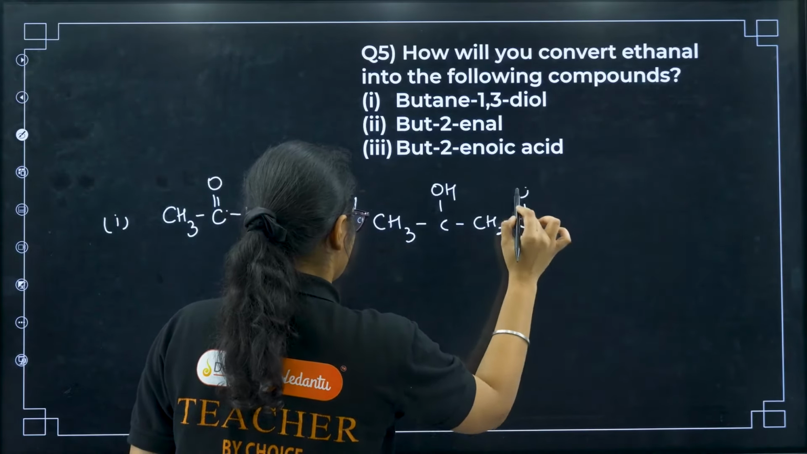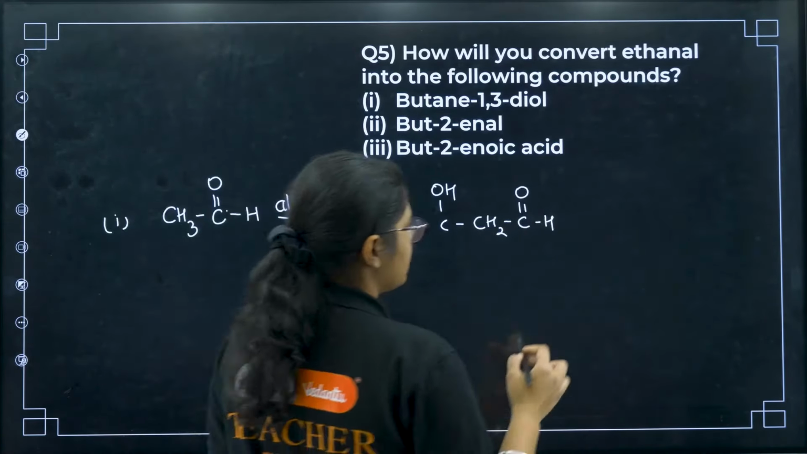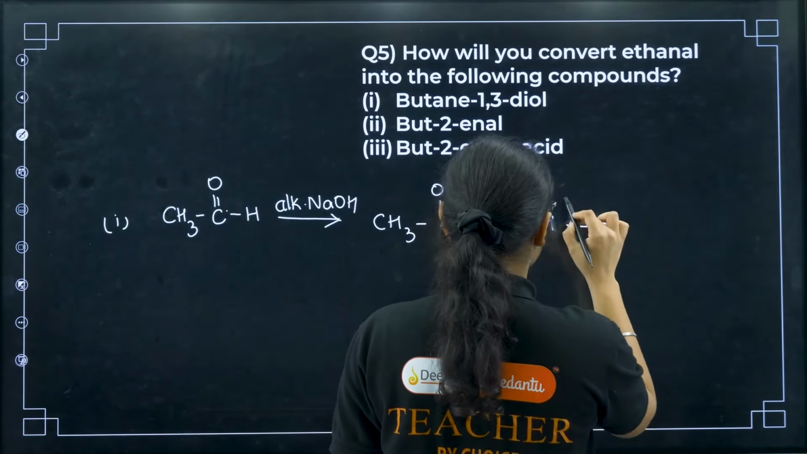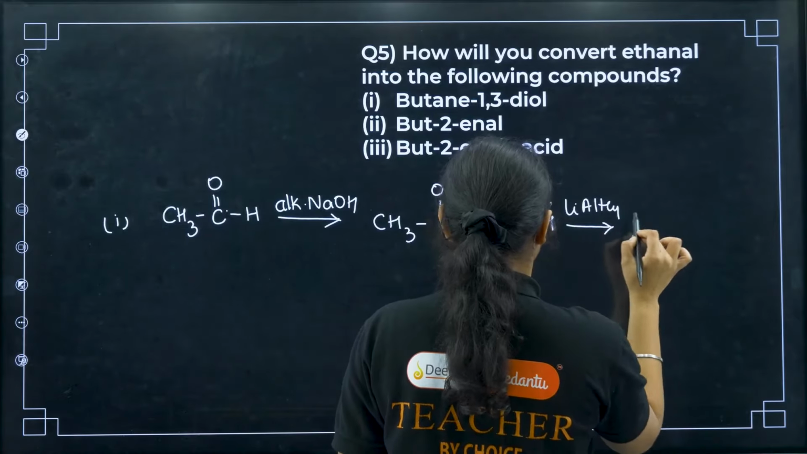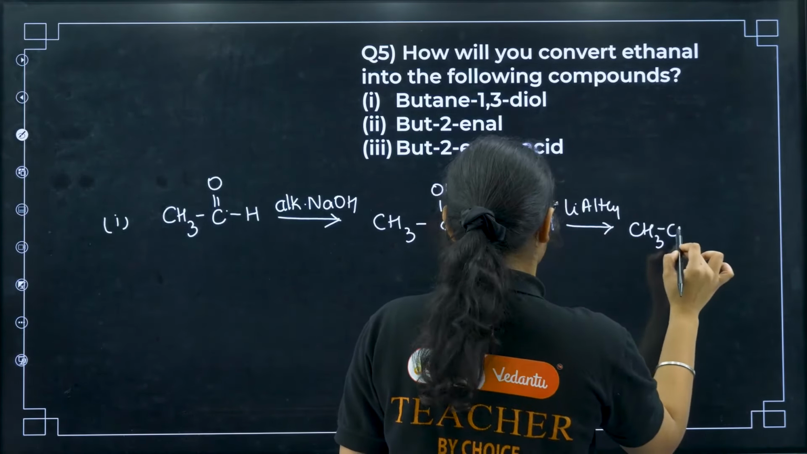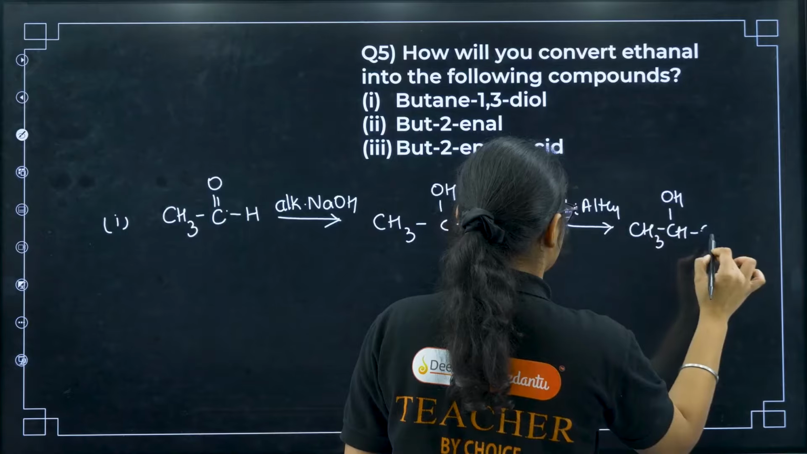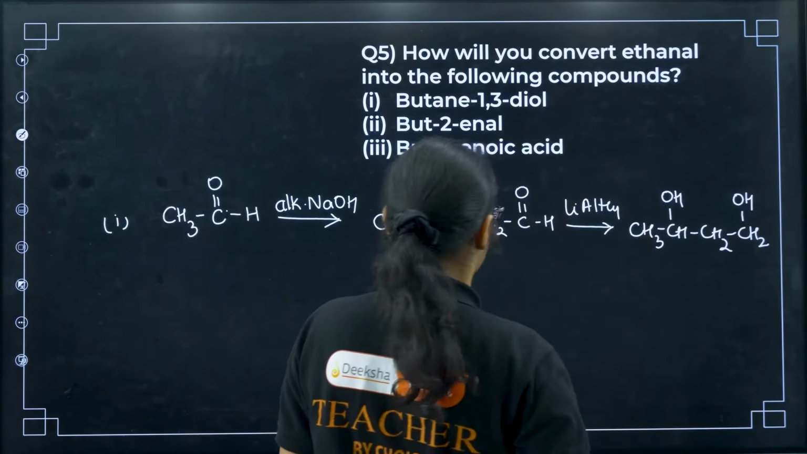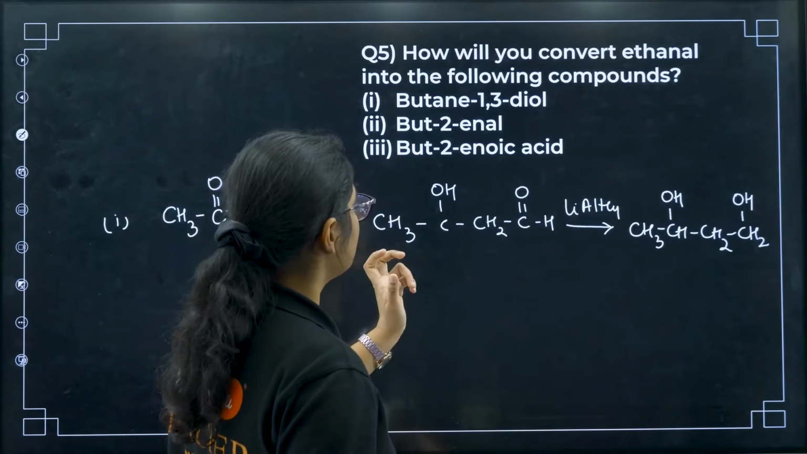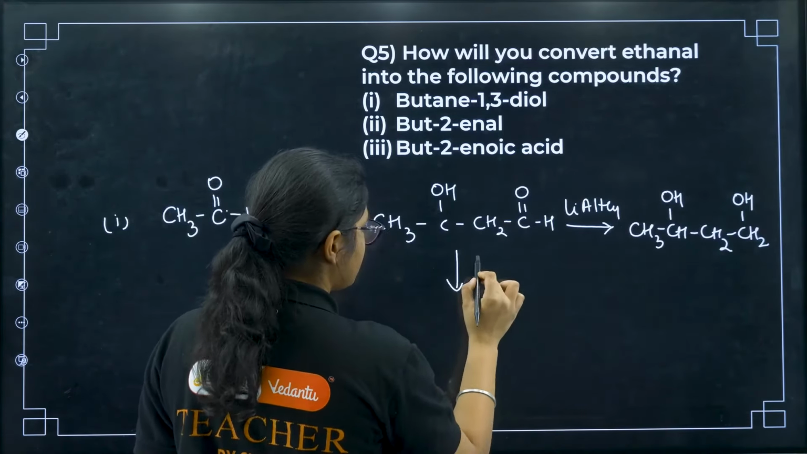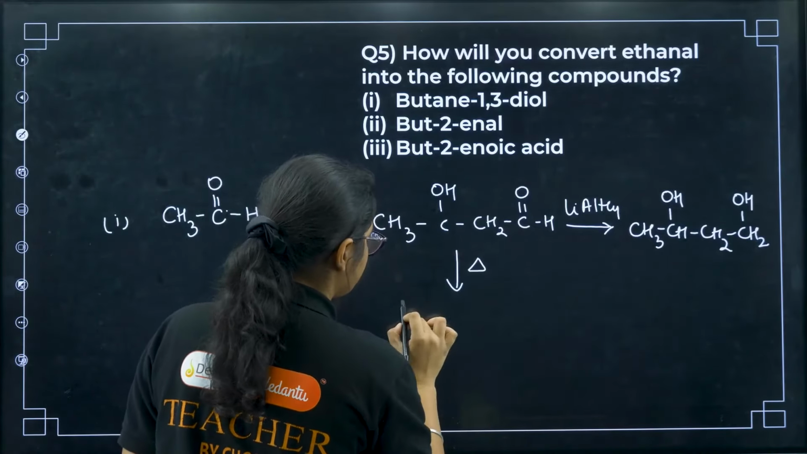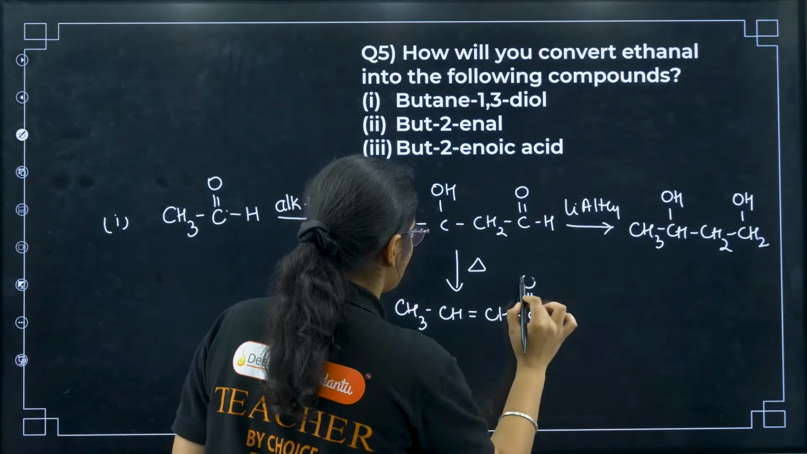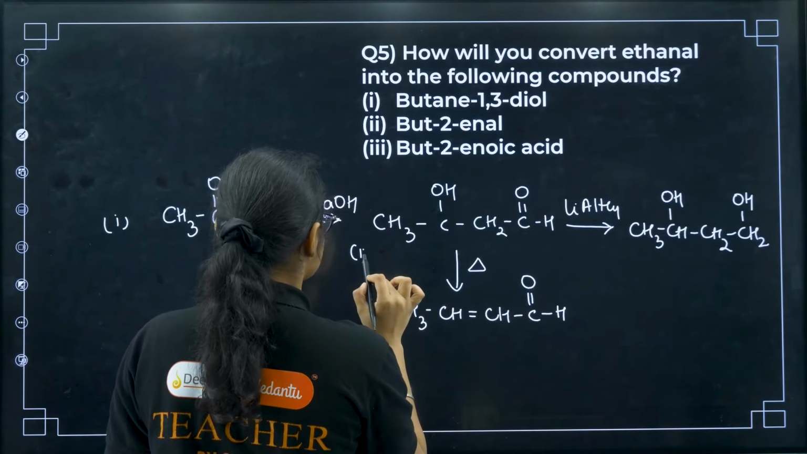So let me write down the product: it will give me CH3, CHOH, CH2, CHO. Now if I reduce it with LiAlH4, or you can use NaBH4, you will get CH3, CHOH, CH2, CH2OH. So butane-1,3-diol we got. Next, but-2-en-1-al. If I get this one and then heat it, there will be dehydration and you will get CH3, CH double bond CH, CHO. So this is your second one.